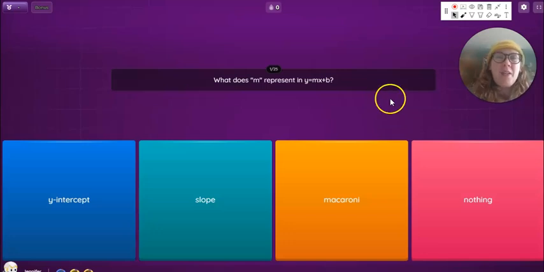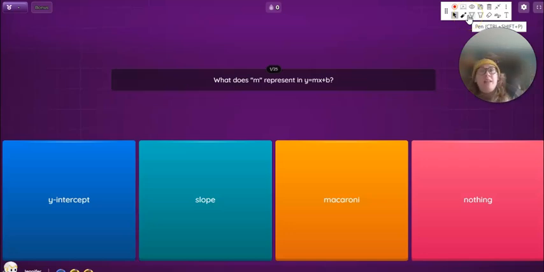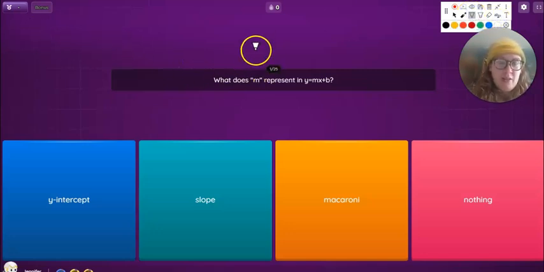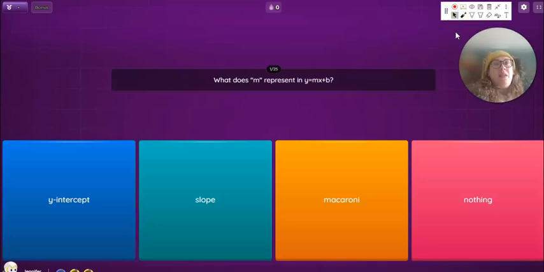Hello everyone and welcome. We're going to start looking at a Quizizz activity, and this is on our slope-intercept form. So make sure you type your name in, and this has a total of 25 questions. So we're going to go through them together, and this is for lesson 3.2.